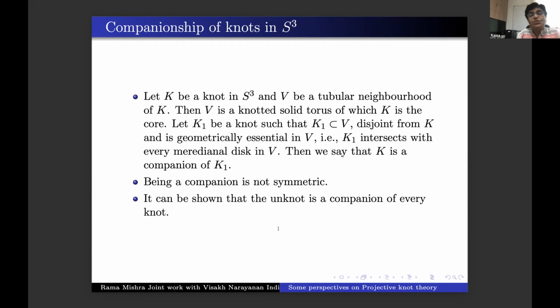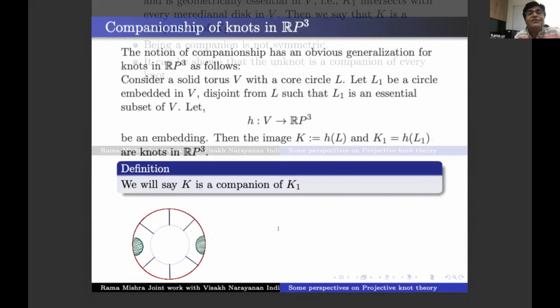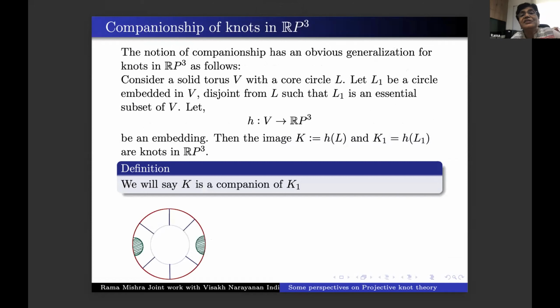It's easy to prove. So now when we talk about companionship of knots in RP3, we want to develop a similar notion. So we take a solid torus, which is, suppose you have L, a core circle of L, meaning we are taking a tubular neighborhood of L.